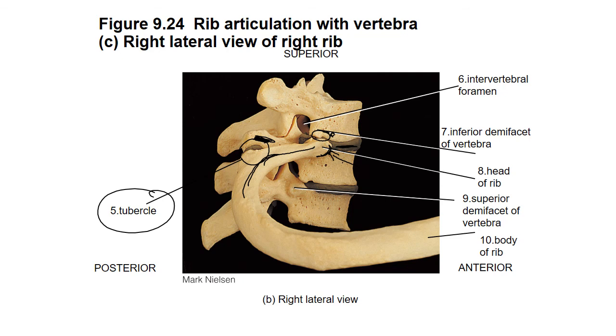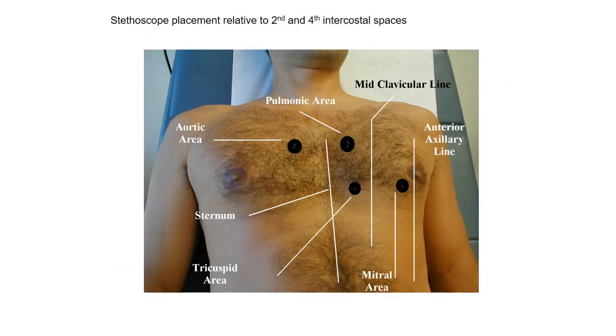Next slide. The reason that you are interested in where that sternal angle and the second rib are is that you can use that as a landmark to find where to put your stethoscope. If you find that second rib, you can find the aortic area, the pulmonic area, and then you can also look for the mitral valve as well as the tricuspid valve, and find all those if you look in the second and fourth intercostal spaces.